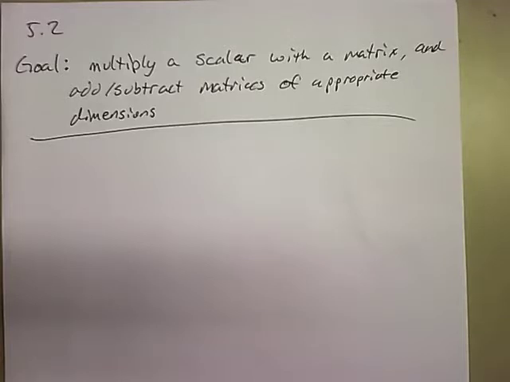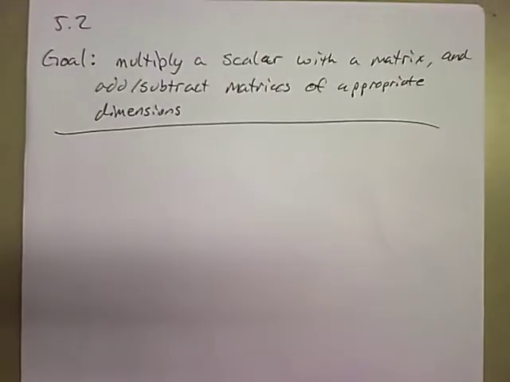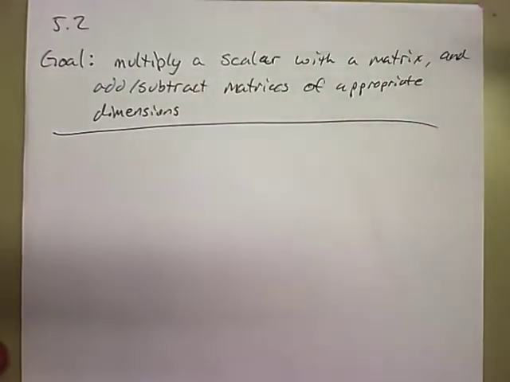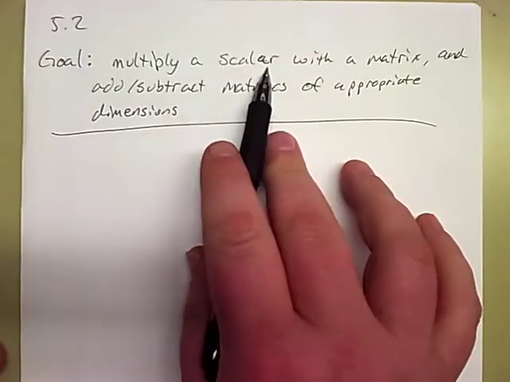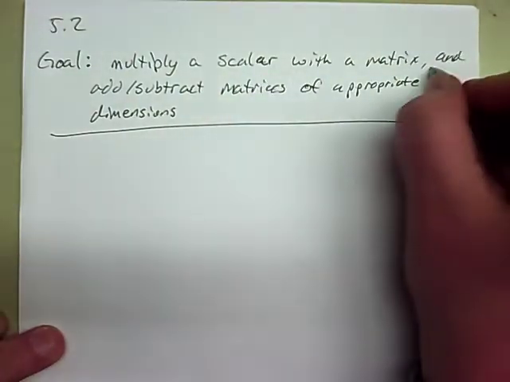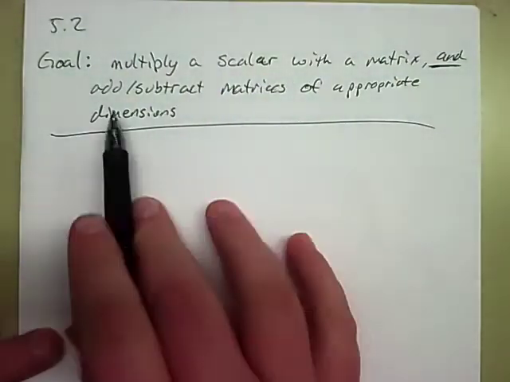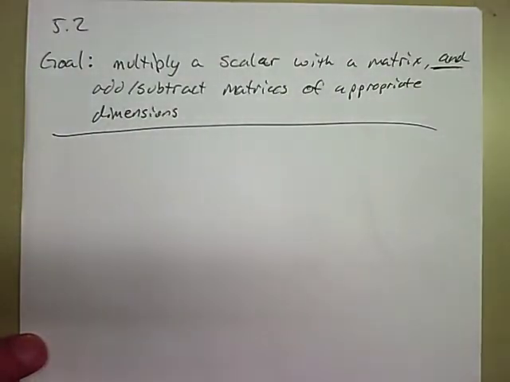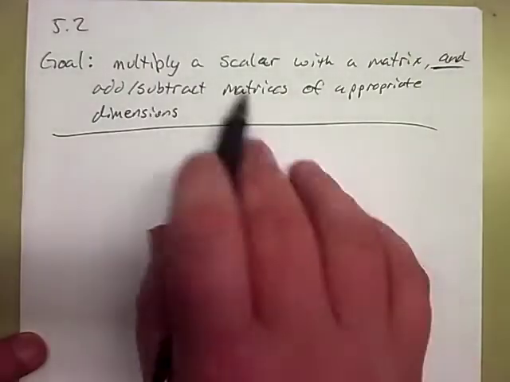All right, here we're looking at 5.2, and our goal in 5.2 is two-part. The first part is to multiply a scalar with a matrix. So we're going to need to find out what a scalar is. And then there's the second part: we're going to add and subtract matrices of appropriate dimensions. All right, so before we get started, let's dive in.